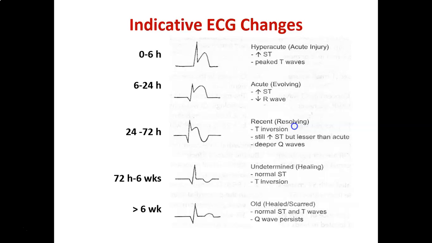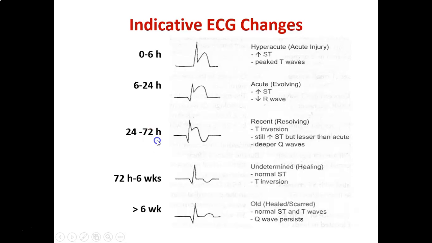Then there are indicative ECG changes as time passes by. In the first 6 hours, this phase is called hyperacute or acute injury, and on the ECG you will get ST segment elevation along with a peaked T wave. In the next period, from 6 hours to 24 hours, this phase is called acute or evolving. There is ST segment elevation and the R wave becomes a bit smaller.